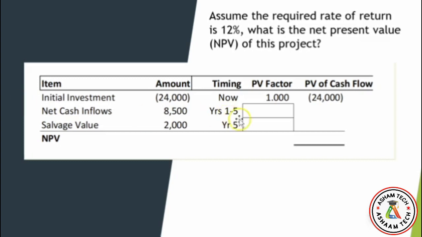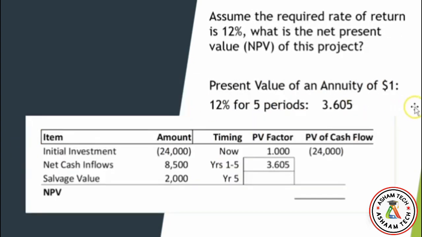So again, I lay out the information in this table, and this I think is the easiest way to do it. So I have 3 cash flows: initial investment, that's minus 24,000. That happens now. The present value of $1 today is $1, so the factor is 1. So 1 times minus 24,000 is minus 24,000. I need to find the factor for the cash inflows. This is an annuity. It happens every year for 5 years of $8,500. And I need to find the factor for the salvage value of $2,000 that happens at the end of 5 years.